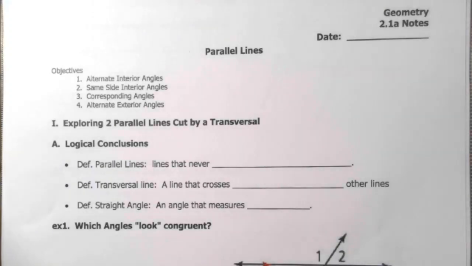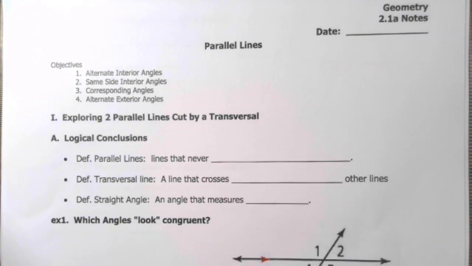Good afternoon. These are the notes for Chapter 2, Section 1, which is our first day doing that section, so 2.1a. These notes are about parallel lines. We're going to cover alternate interior angles, same side interior angles, corresponding angles, and alternate exterior angles. Okay, Roman number 1, exploring two parallel lines cut by a transversal.